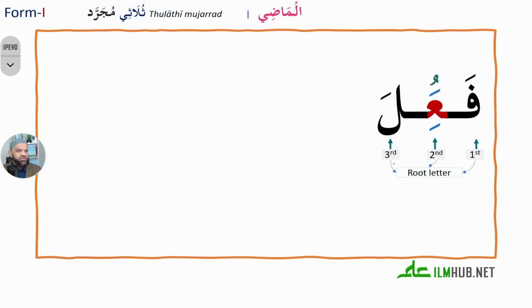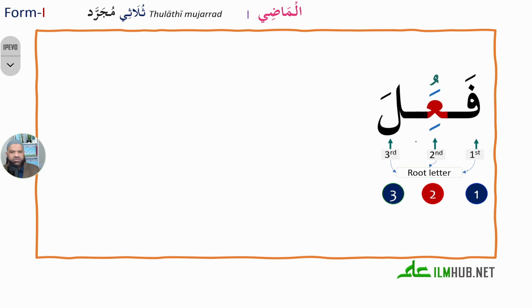Alhamdulillah, you're already familiar with the fact that we have 3 root letters that form the past tense al-madi for thulathi mujarrad form 1, which are basically represented by fa, ain, and lam. 3 root letters, and I've got them marked here for you. And we have, of course, the first, the second, and the third root. In theory, any of the Arabic consonants could go in here, depending on the root.